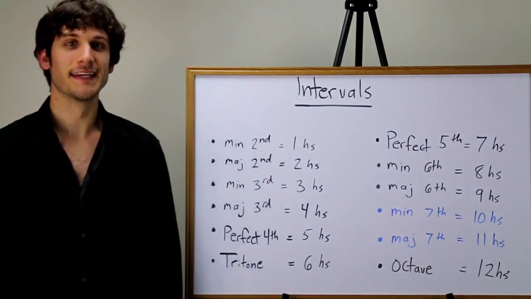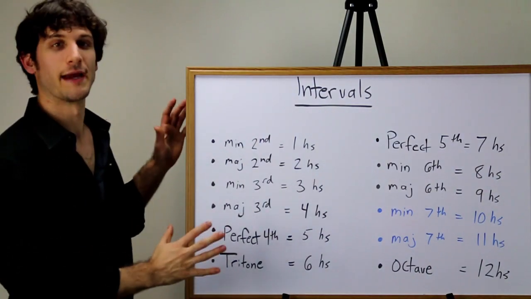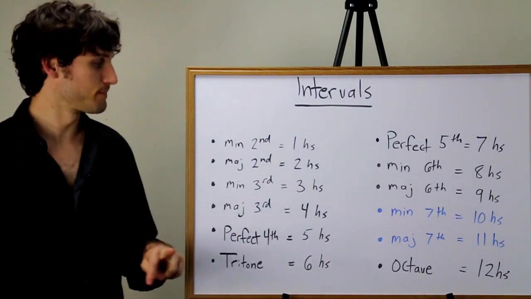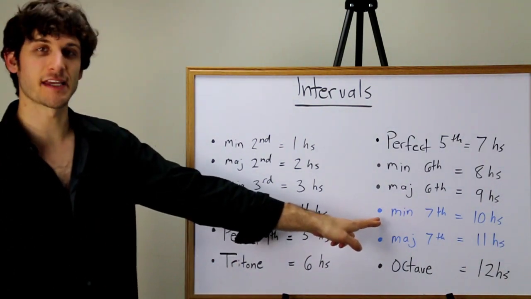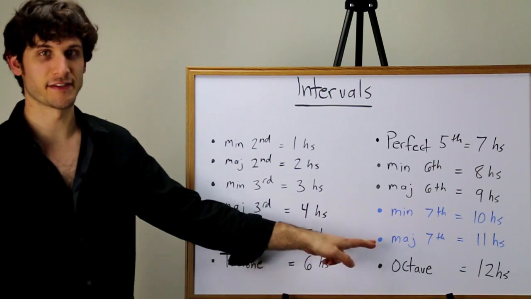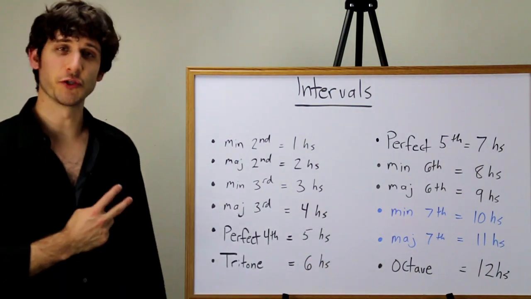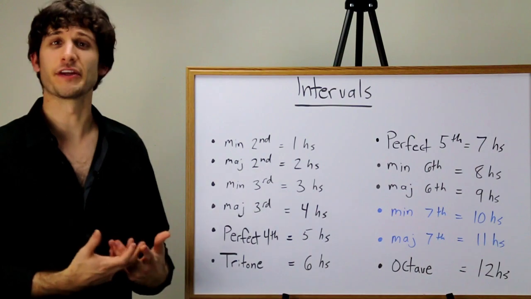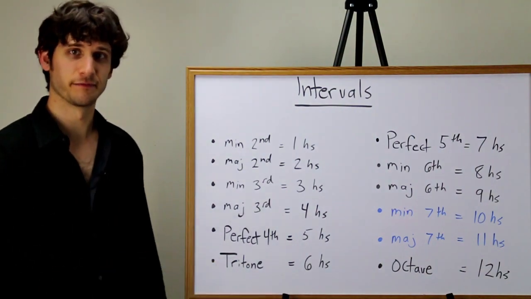Big day today. Today, we finish our interval library by adding two final intervals, minor sevenths at 10 half steps and major sevenths at 11 half steps. With the addition of these two intervals, we'll have explored every single interval within the span of an octave.